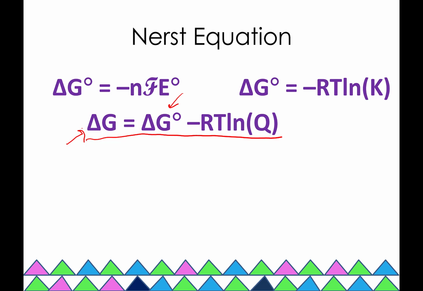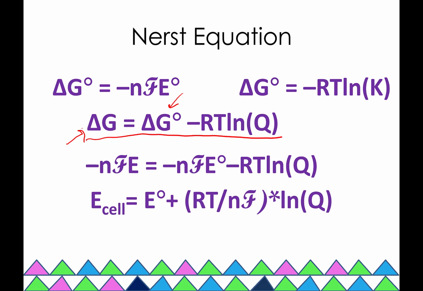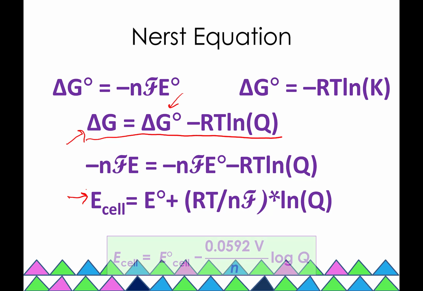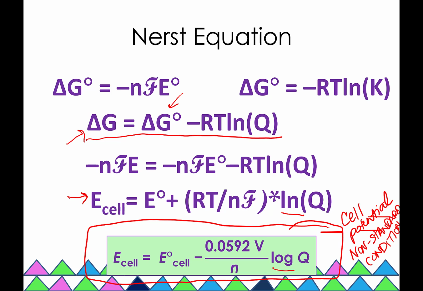So we can rewrite delta G and delta G naught to say that -NFE is equal to -NF E naught minus RT natural log of Q. So if we factor out -N times Faraday's constant, we can get E of the cell is equal to E naught plus RT over NF times natural log of Q. So again, this cell potential is under non-standard state conditions. And we get E of the cell is equal to E naught of the cell minus 0.0592 volts over N times the log of Q. So notice we've gone from natural log to a log base 10. So this is the Nernst equation, and it's how we calculate the cell potential under non-standard state conditions.